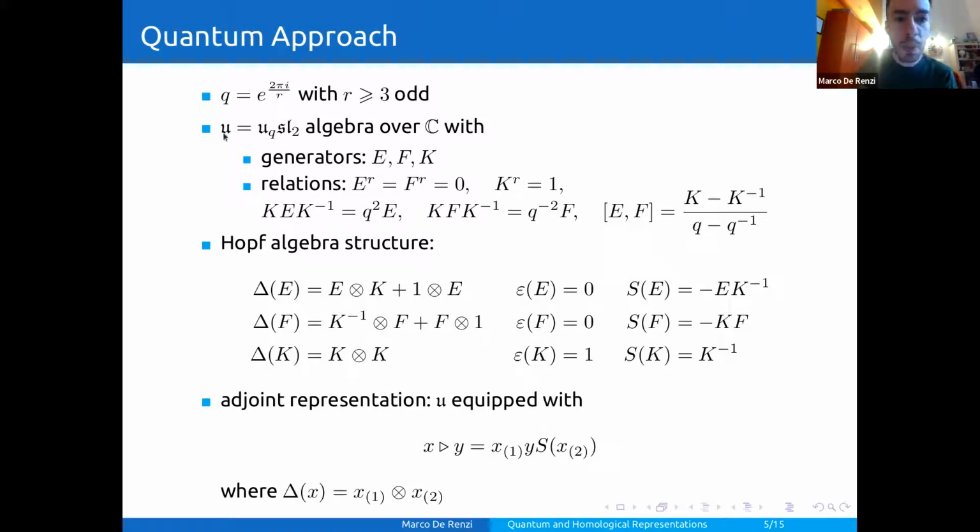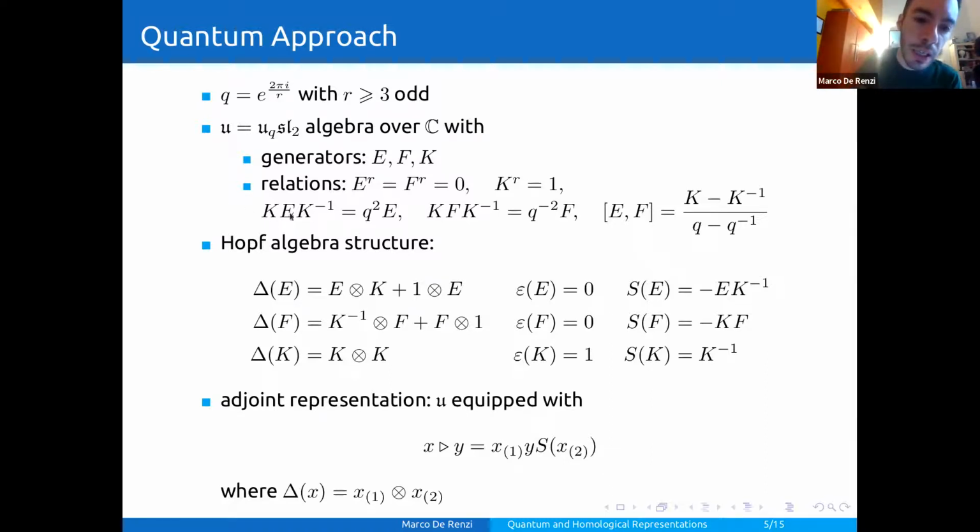And then small u, the small quantum group of SL2, can be defined as an algebra over the complex numbers by specifying generators. So we have just 3 generators, E, F, and K, and just 6 relations, which are quite well known. So E and F are nilpotent generators, so E to the R equals F to the R equals 0. Then K is invertible of order R. And this, together with the other relations, will force the quantum group to be finite dimensional.